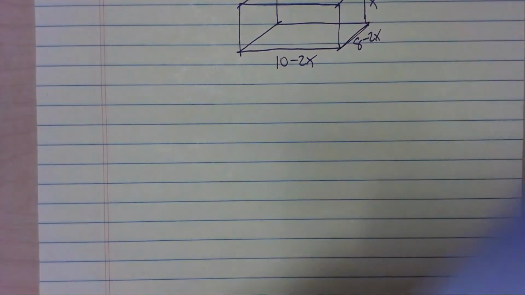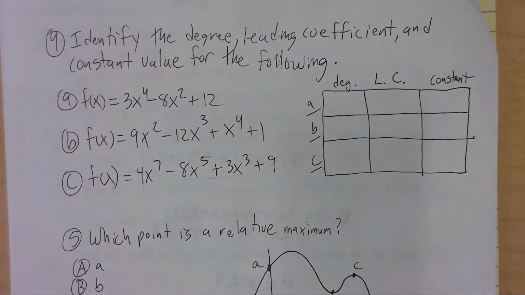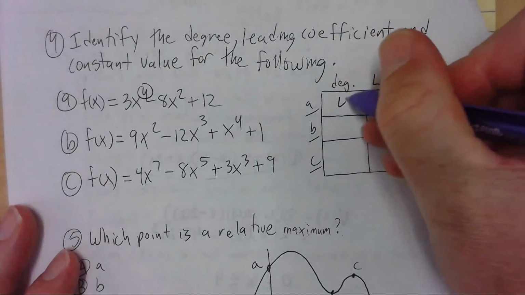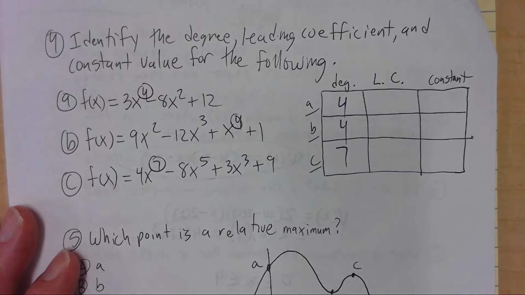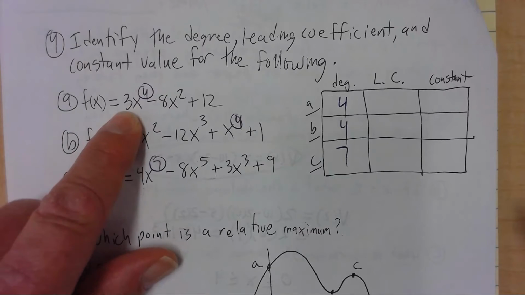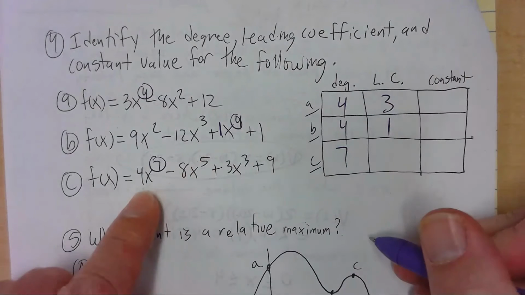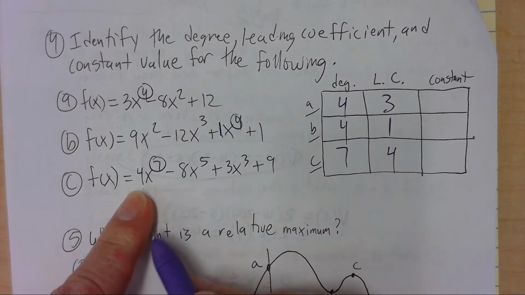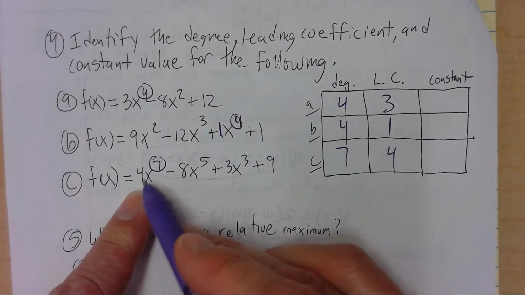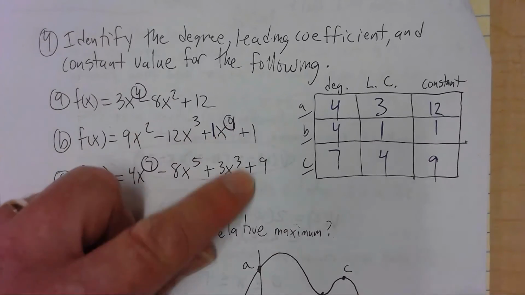Okay, so now we have this situation here. The largest power is the degree, so that's 4, and then here it's 4, and then there it's 7. So that's the degree. The leading coefficient, I abbreviated LC because I didn't have enough room there. It's the number that goes with that. So there's a 3, and then there's an invisible 1 there, so it's a 1, and then this 4 here tells me that there's 4 x to the 7ths, not just 1 x to the 7th, but there's 4 of them. And then the constants are the ones at the back, and I made them all positive, 12, 1, and 9.